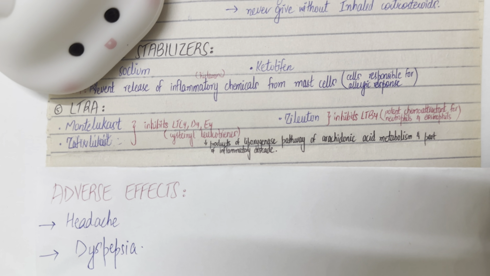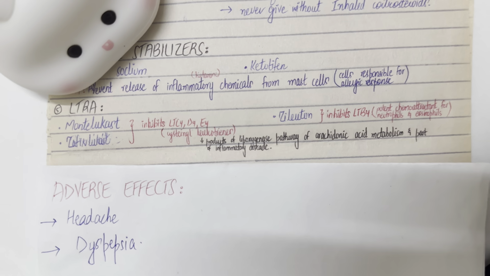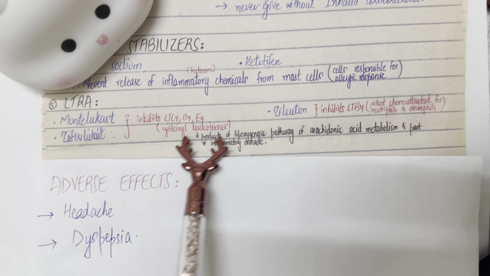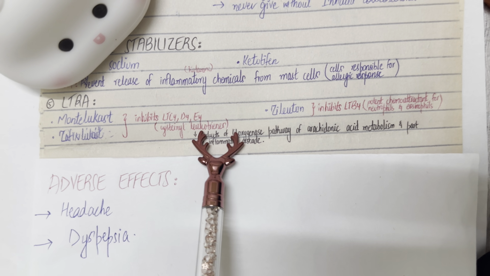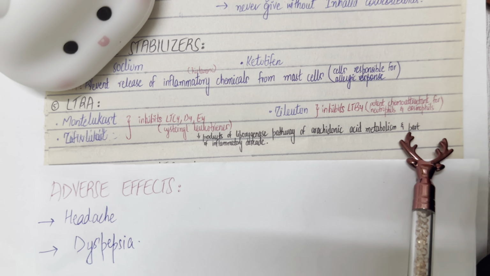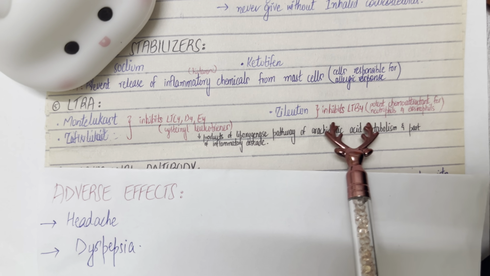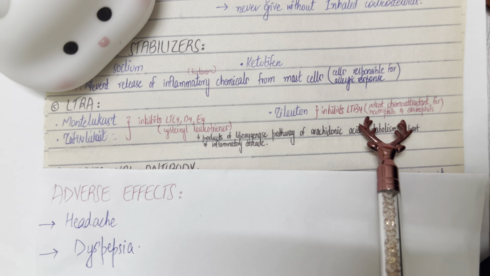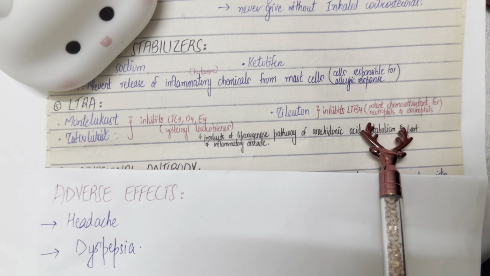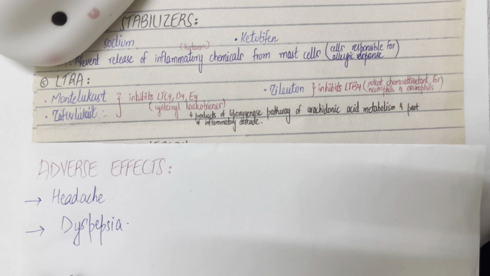It includes 3 drugs, montelukast, zafirlukast, and zileuton, with different mechanisms of action. Montelukast and zafirlukast inhibit LTC4, D4, and E4, which are the cysteinyl leukotrienes. What are cysteinyl leukotrienes? They are the products of the lipoxygenase pathway of arachidonic acid metabolism and part of the inflammatory cascade. Zileuton inhibits LTB4. And what is LTB4? It's a potent chemoattractant for neutrophils and eosinophils. So when LTB4 is inhibited, there is no chemoattraction for neutrophils and eosinophils. The adverse effects of these drugs are headache and dyspepsia.